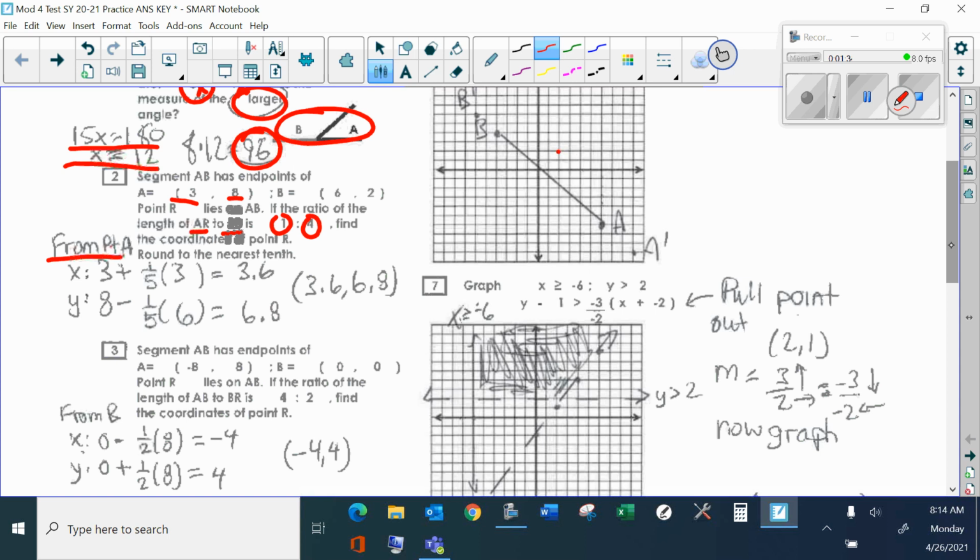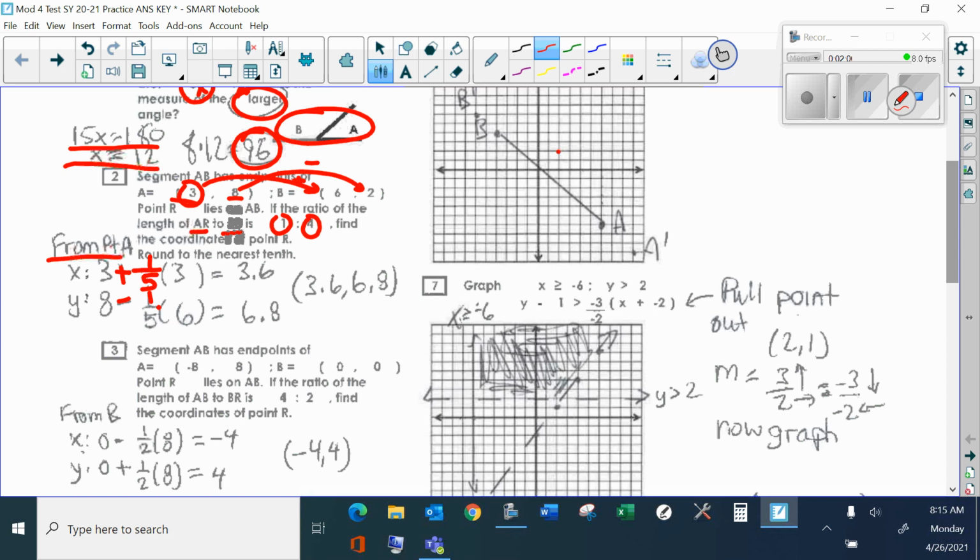That means it's to the right on the x coordinate. I start at 3 and I'm going to 6, so that's to the right. That's why it's a plus here. And from 8, I'm going down to 2, so it's a subtraction. And how many parts is it from A? It's 1 part out of the total of 5, so I did the 1/5 method.